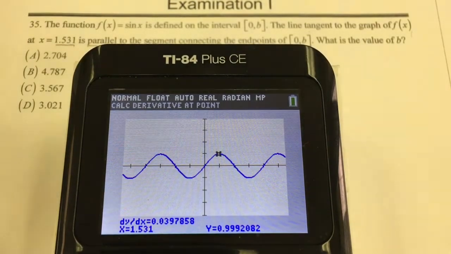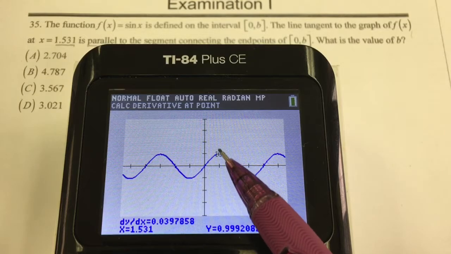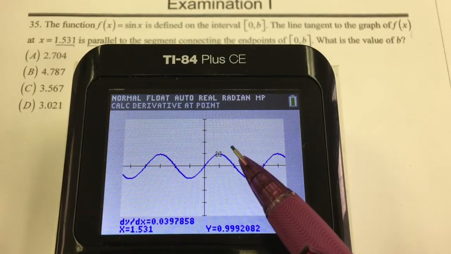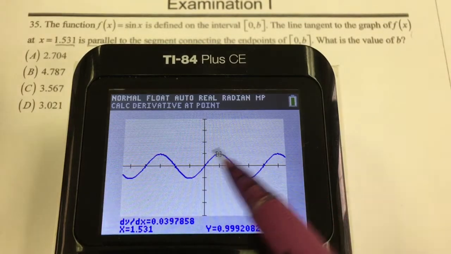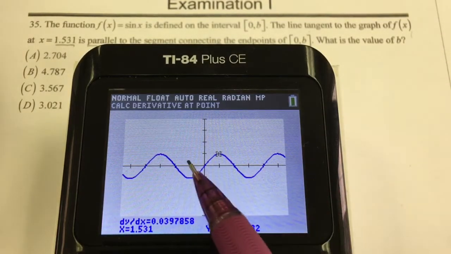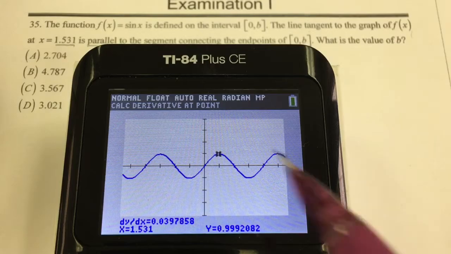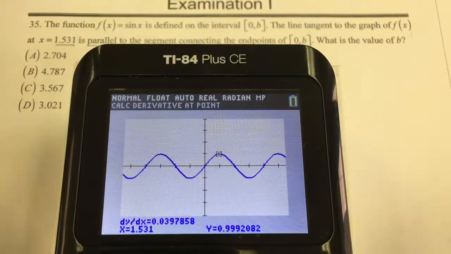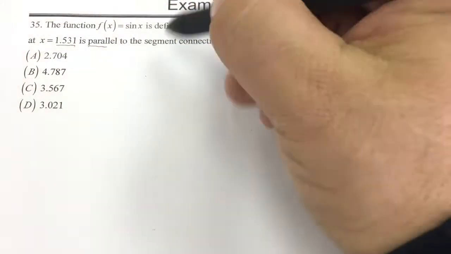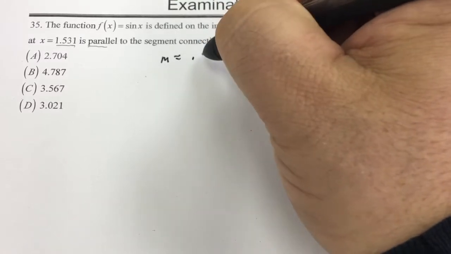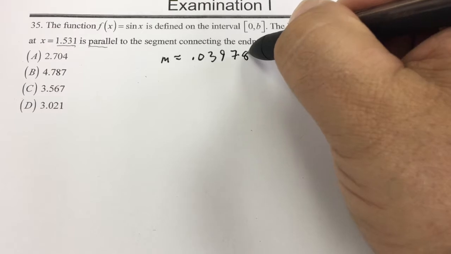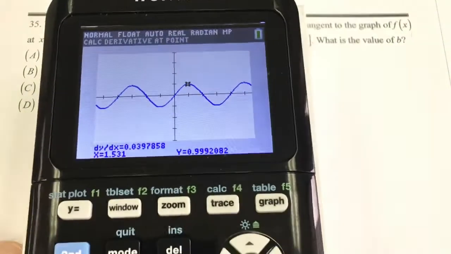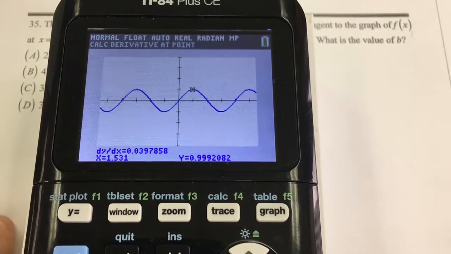And I'm going to hit enter. And there it is. That's at 1.531. The x value is 1.531. The y value is almost 1. Almost like, at pi over 2, 1. But a little off. So it's going to have a slightly parallel, positive slope going through it. Notice the slope at that point is 0.0397. The actual slope at that line is 0.0397858. And this is the tricky part. That's the IROC, the instantaneous rate of change.